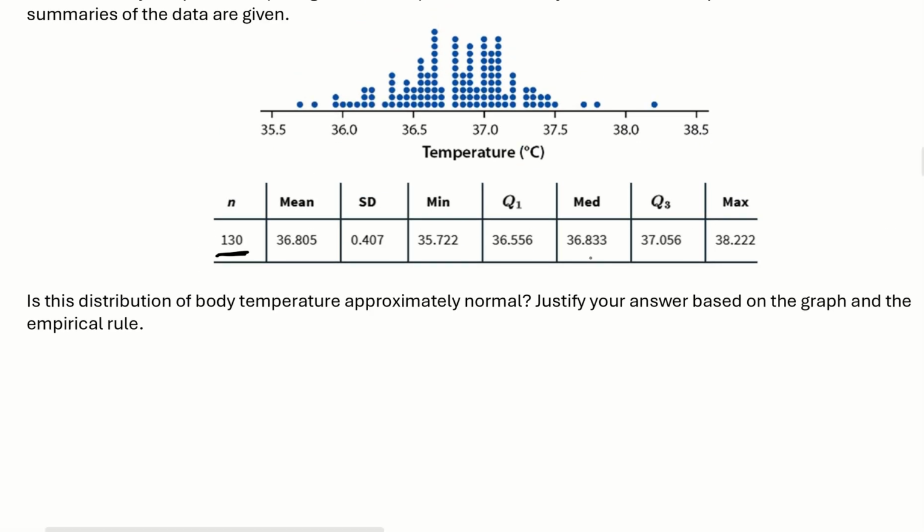So if I look at this, it kind of looks like it's approximately normal based on the shape, right? It may not be exact. It may be more skewed in one direction than another. Who knows? It might be skewed more to the right than it is to the left, but it appears approximately normal, but not exact. Which is fine. So based on the shape, it looks approximately normal, but we have to use the empirical rule test. It says justify your answer based on the graph and the empirical rule.